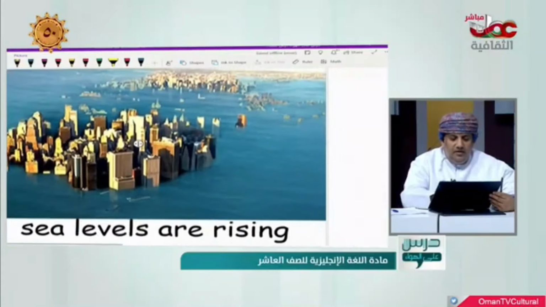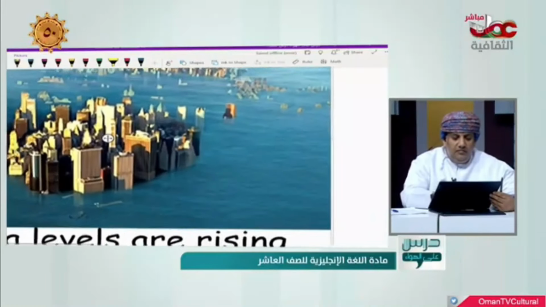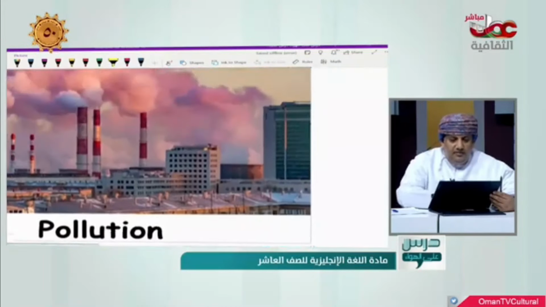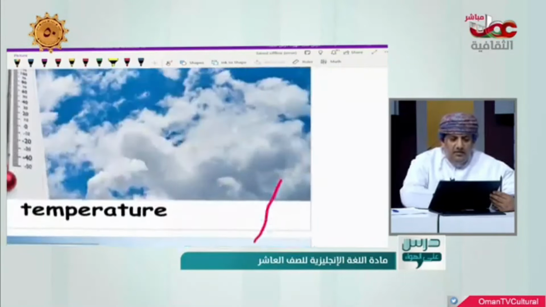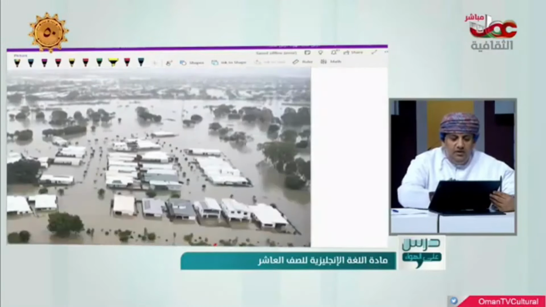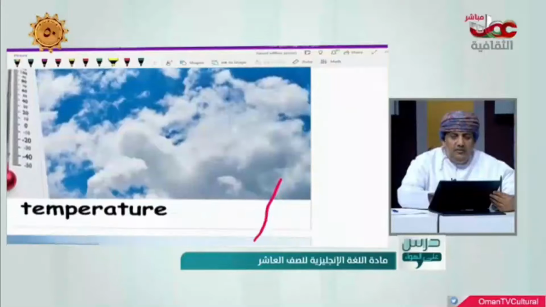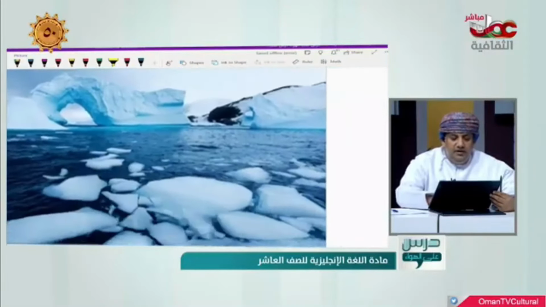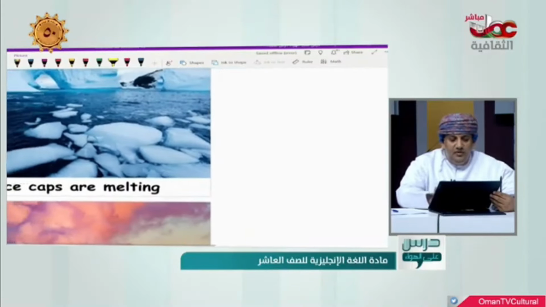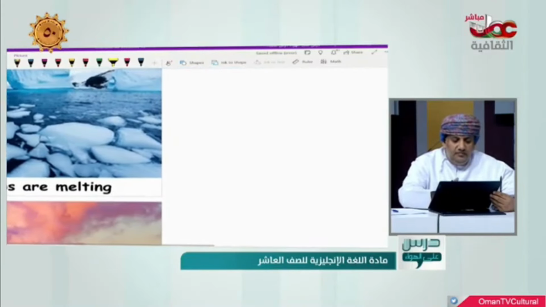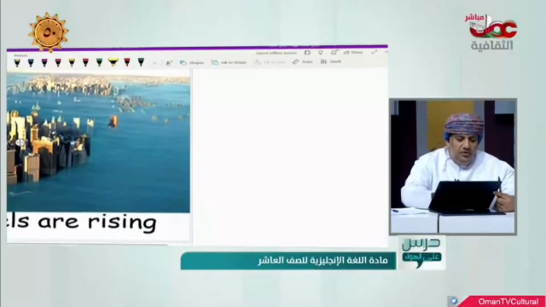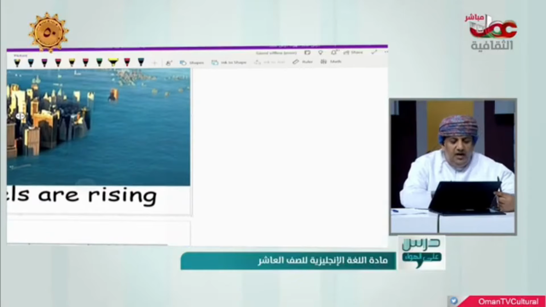Now we are going to revise the words again. Here we have droughts, floods, temperature, ice caps are melting, or melting ice caps. Here, pollution, and here sea levels are rising.